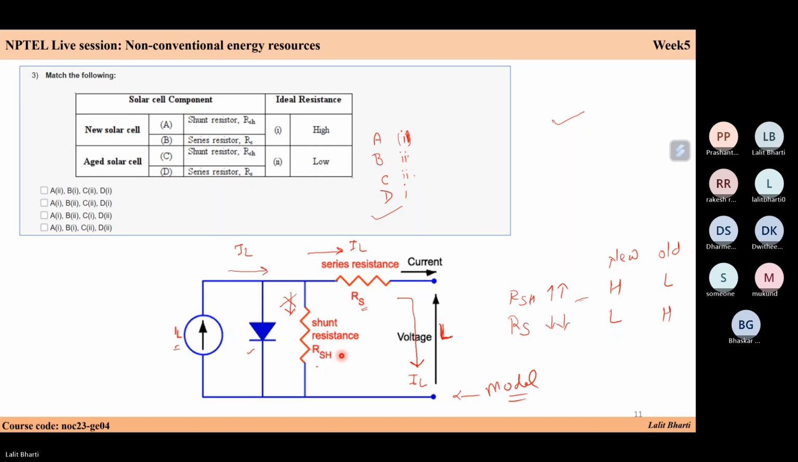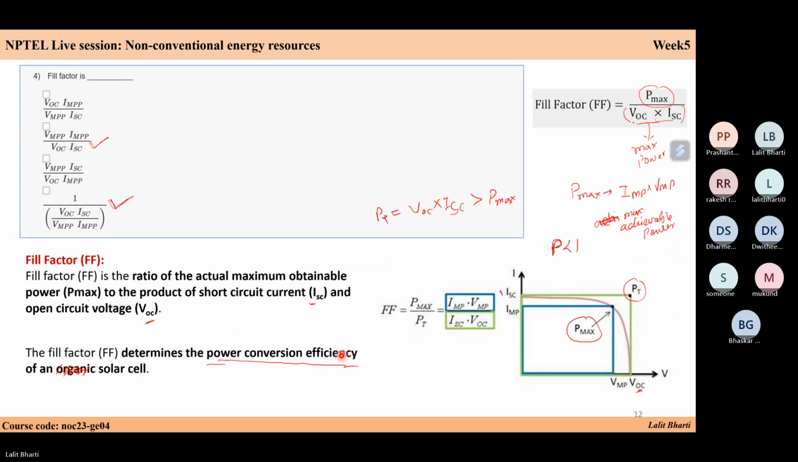So this was done. Next question is, this is a fill factor. Fill factor is very important for any solar cell. So what is a fill factor? Fill factor is basically your ratio of maximum Pmax versus PT. So let's take the definition. Fill factor is the ratio of actual maximum obtainable power, or Pmax, to the product of short circuit current ISC and the open circuit voltage VOC.